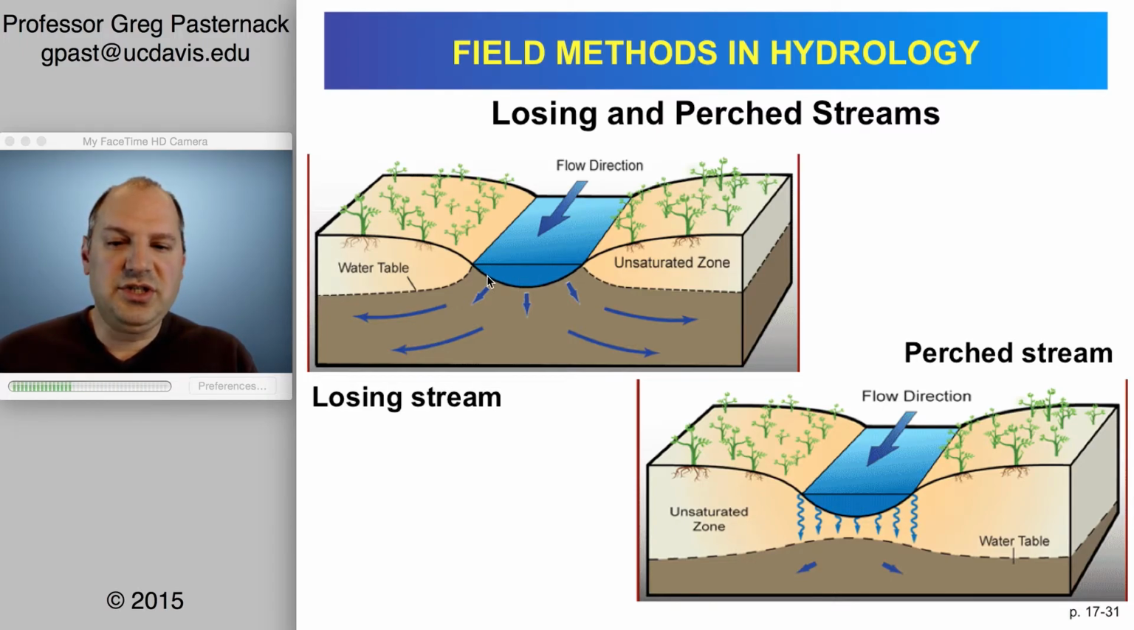If the system is so dry that the water table is actually disconnected, not only are you losing water, but the river itself is basically creating infiltration that is going to pond the water table up higher than the surrounding level. And so we would call that a perched water table relative to the surrounding water table.